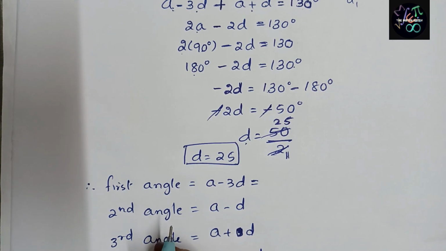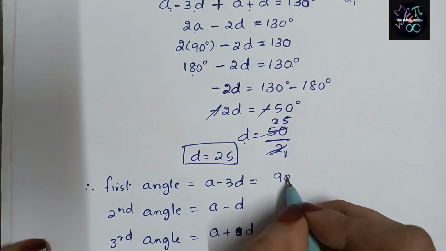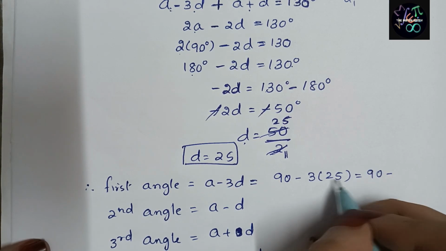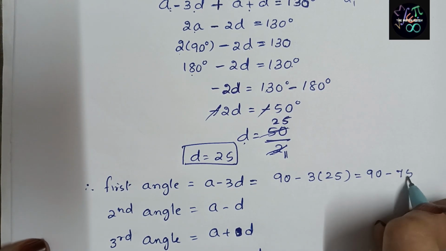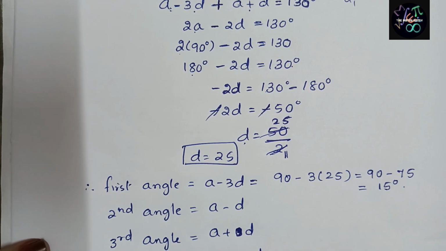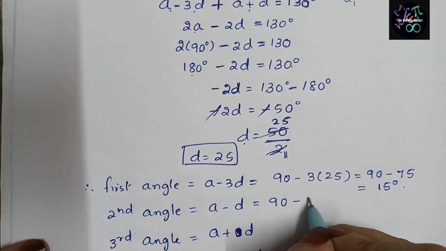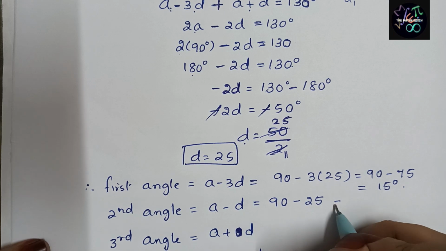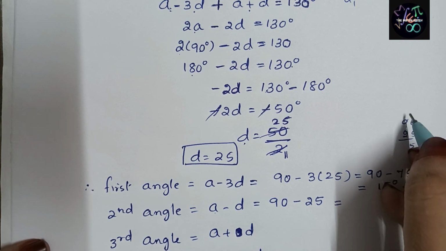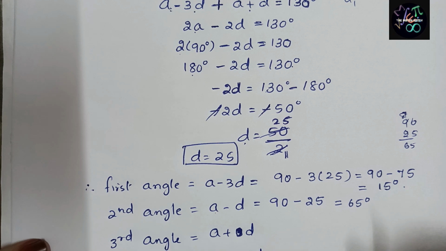Let us start finding all four angles. The first angle is a minus 3d. The a value is 90 minus 3 into the d value, which is 25. 3 fives are 15 and 3 twos are 6, so 75. So 90 minus 75, we get 15 degrees. The first angle is 15 degrees. Second angle a minus d, 90 minus 25, which is 65 degrees. So the second angle we got is 65 degrees.